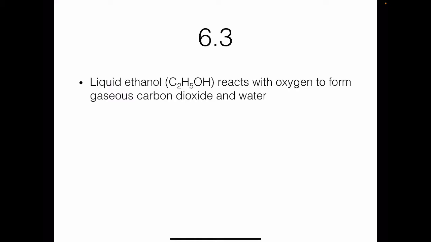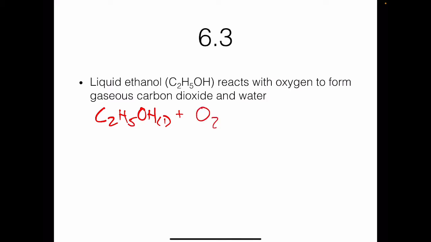So they already told us we have C2H5OH. They're telling us that it's liquid. This is a pure liquid. This is not something dissolved in water. They're telling us it reacts with oxygen. We know oxygen is diatomic.